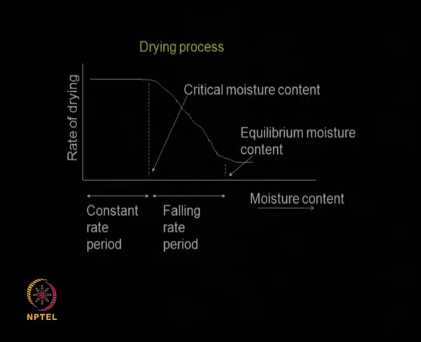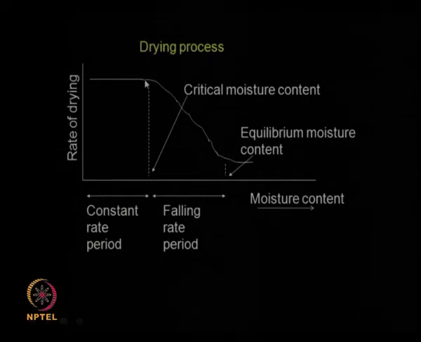We have been talking about the concept of drying and how important it is. The most important picture in the drying process is this one. On the x axis you have the moisture content and on the y axis you have the rate of drying. Initially you have plenty of water present on the surface of the solid, so drying takes place as the liquid or solvent starts evaporating. So the drying rate is constant, which is why this is called a constant rate drying.